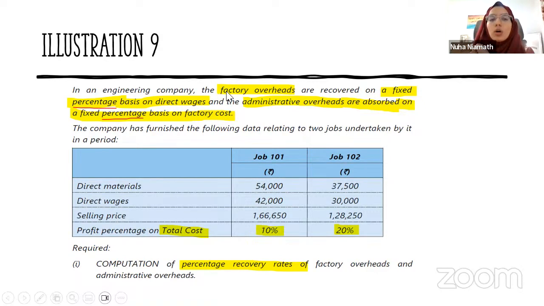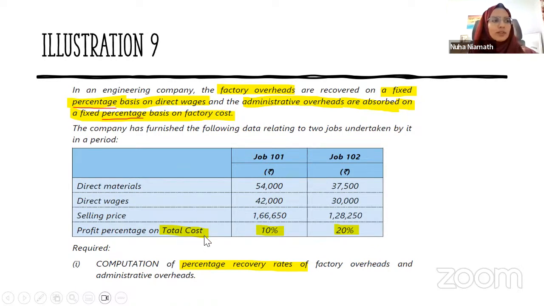So the first paragraph is talking about how the overhead is calculated. If you see, in an engineering company, the factory overheads is calculated as a fixed percentage of the direct wages, and the admin overheads are absorbed on a fixed percentage of the factory cost. One more thing to note here is that the total cost is not given. However, we've been given the selling price and the profit percentage on the total cost.